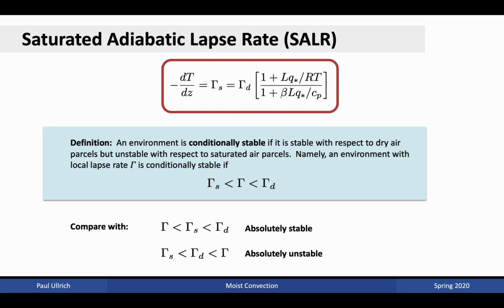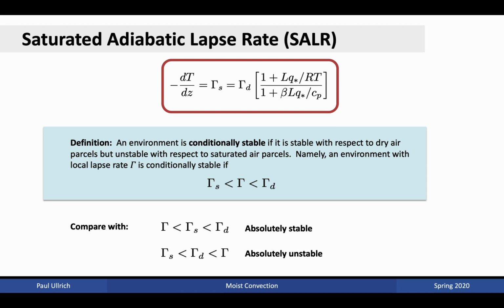Alright, this incurs an important concept related to the stability and instability of these fluid parcels. Namely, we have this intermediate state where a fluid parcel will be unstable if it is moist and stable if it is dry. So, in this intermediate regime, we say that the environment is conditionally stable if it is stable with respect to dry air parcels, but unstable with respect to saturated air parcels. Namely, an environment with local lapse rate gamma is conditionally stable if its lapse rate gamma is greater than the saturated adiabatic lapse rate, but less than the dry adiabatic lapse rate.